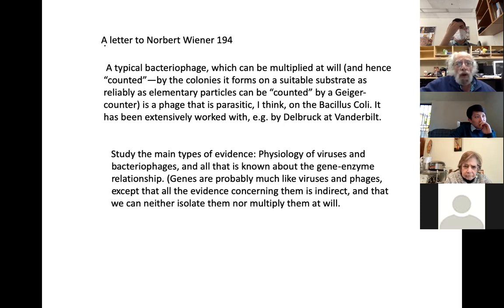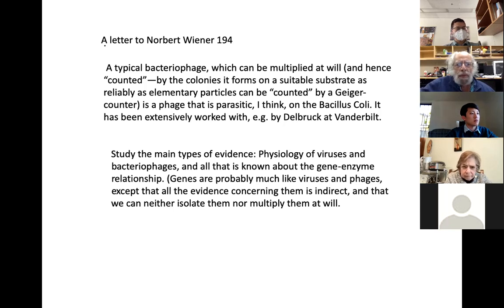And von Neumann said, this is too complicated. We don't know what's going on in the brain. I'm going to pick a typical bacteriophage, which can be multiplied at will and hence counted by the colonies it forms on a suitable substrate as reliably as elementary particles can be counted by a Geiger counter. It is a phage that is parasitic, I think, on Bacillus coli. It has been extensively worked with, e.g., by Delbruck at Vanderbilt. And Delbruck was at Vanderbilt before he came to Caltech. And here's what he says.